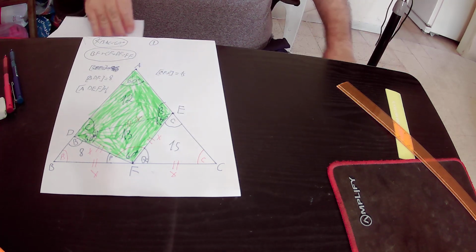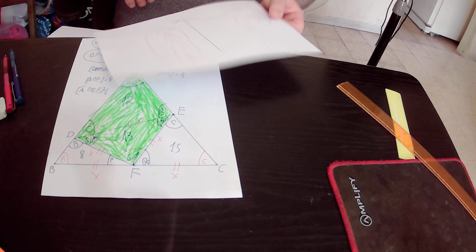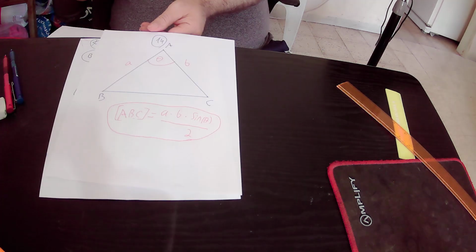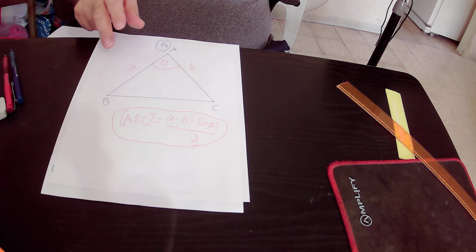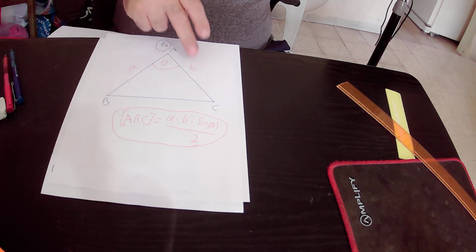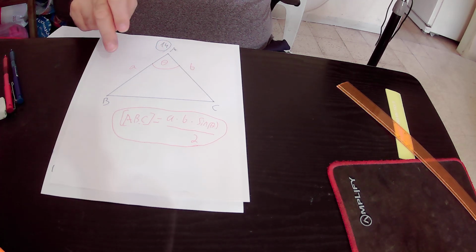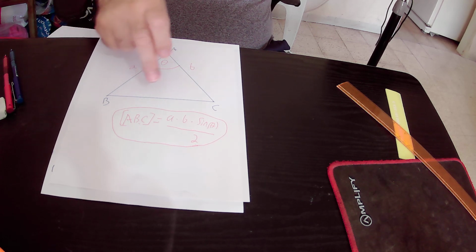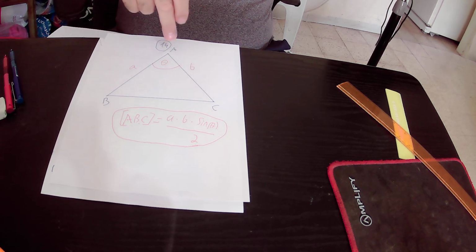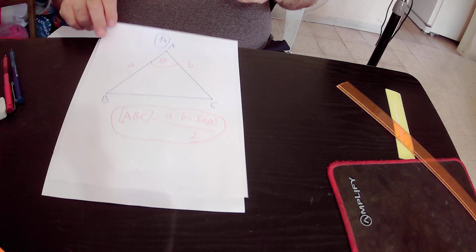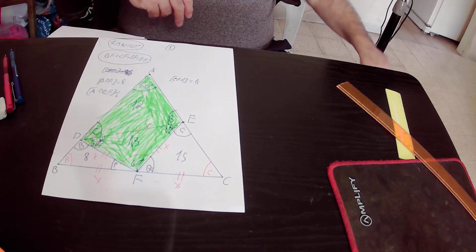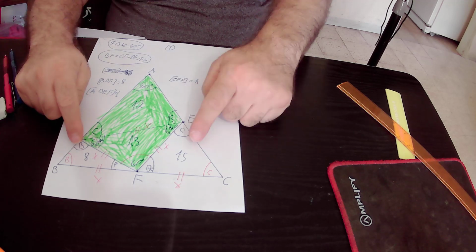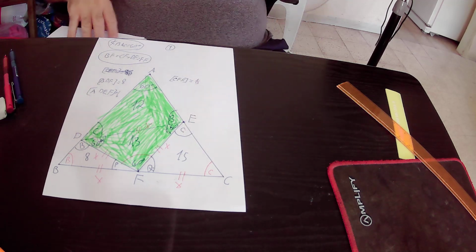Then I presented to you a new formula for the area of any triangle. The area of this triangle, that can be any triangle, is A times B times sine theta over 2. Again, the area of this triangle equals A times B times sine theta over 2. Okay? We calculated the area of those two triangles according to the new formula.